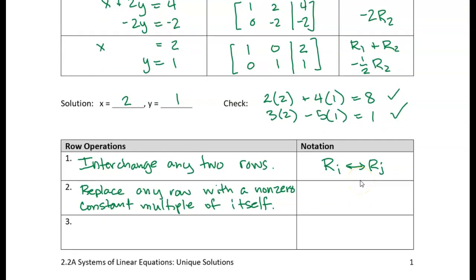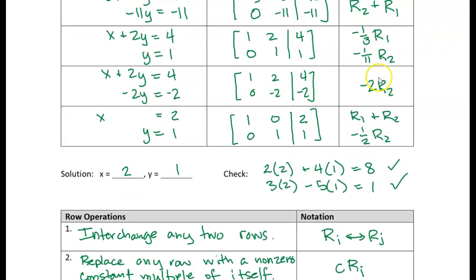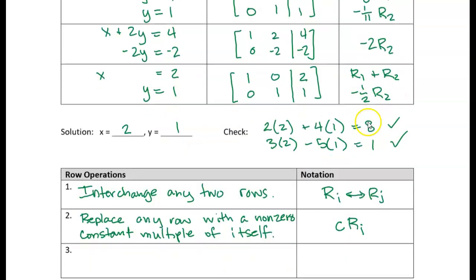And so the way that we denote that is just use whatever the constant multiple is, let's call it C in the general case, times Ri. So this I and J can be row 1 or row 2, or if we have more than 2 rows, it could be row 3 or row 4. So that's just designating the row number, and then the C is whatever the constant multiple is. Like in this case, the constant was -2.